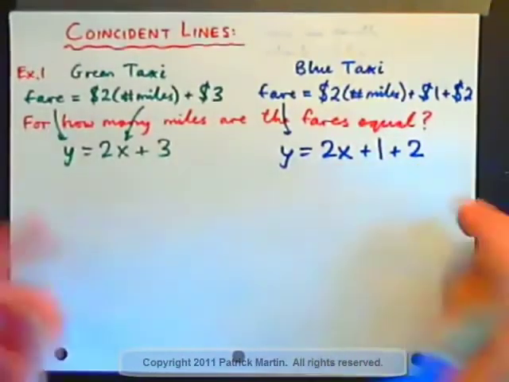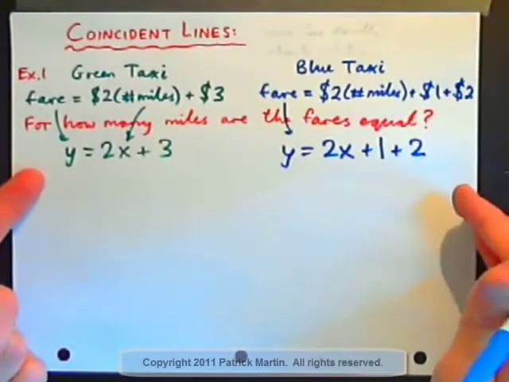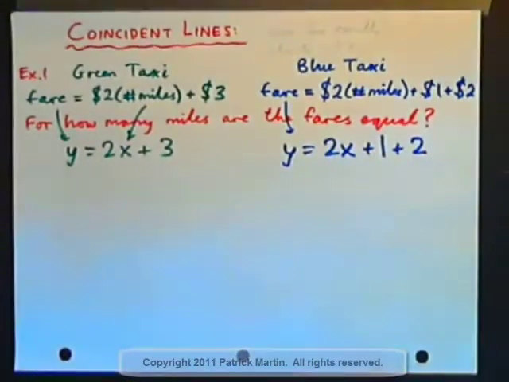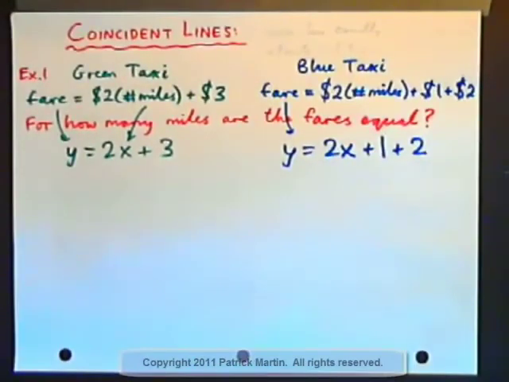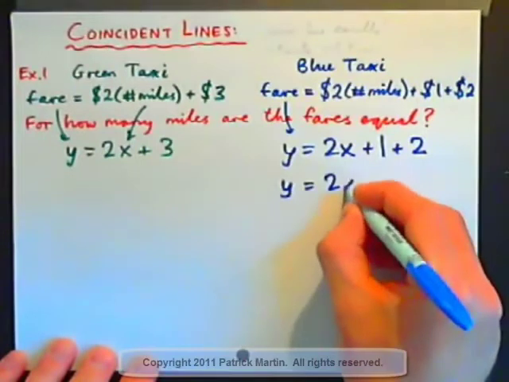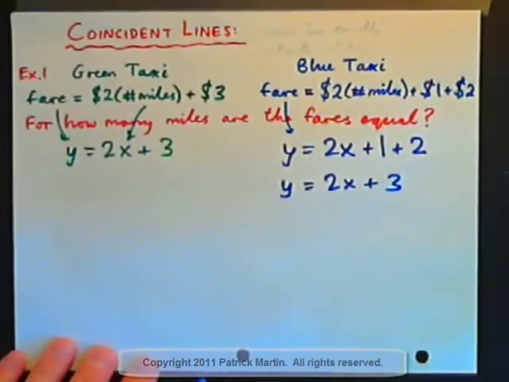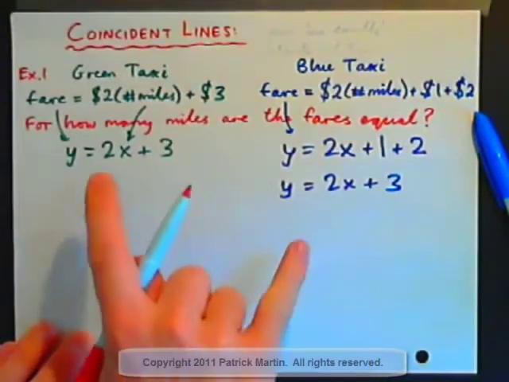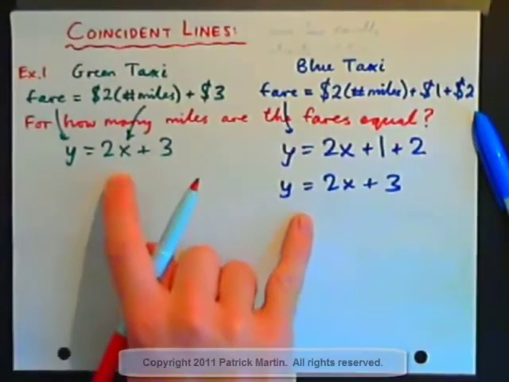So which taxi is better now? Which is the better taxi? Which one is cheaper? Well, are they both the same? Because I can add 1 and 2 here, and I've got y equals 2x plus 3. Okay, which is obviously the exact same line, right? So both lines are the same.